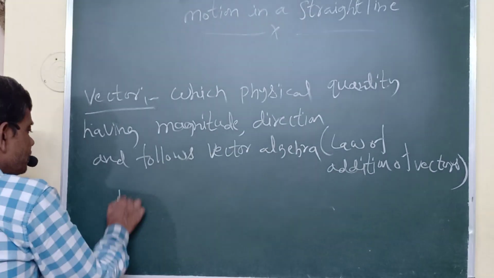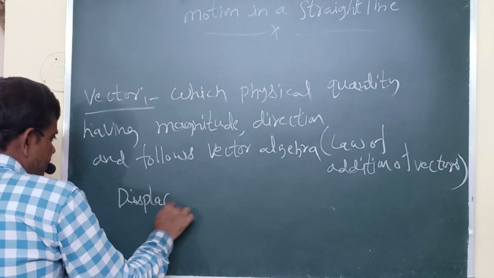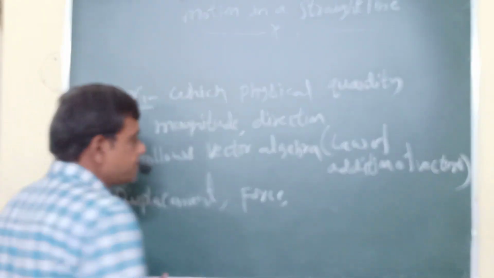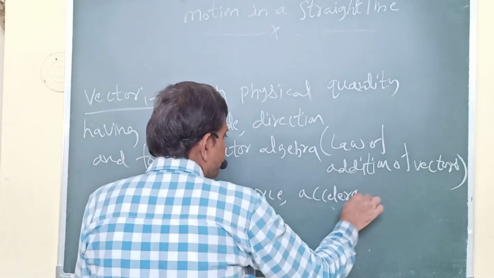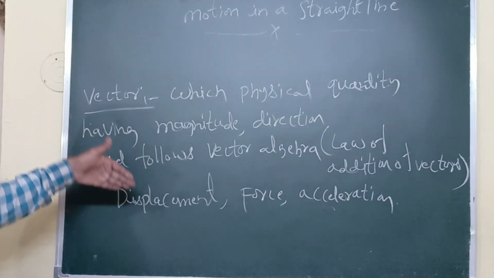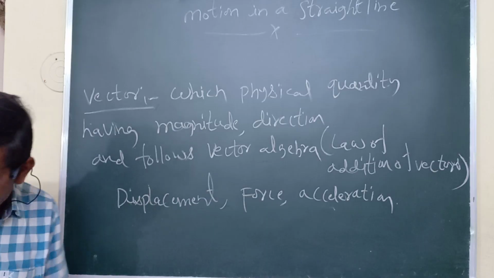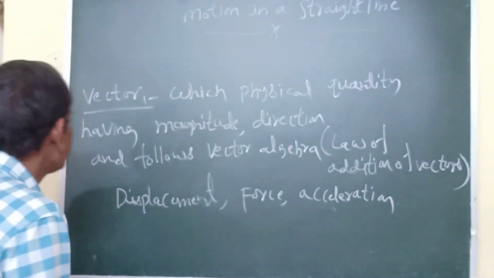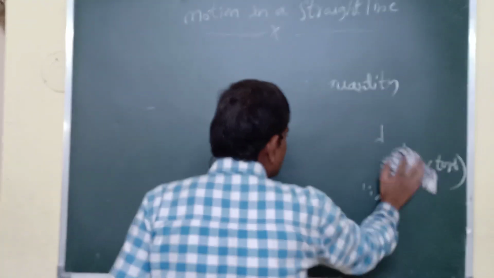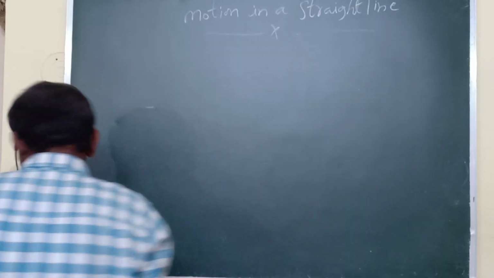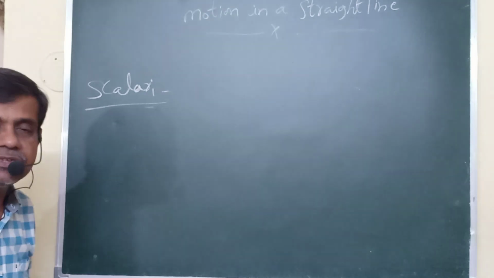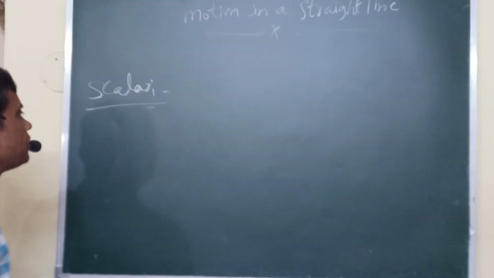What are the examples? Now only I had told displacement, force, acceleration. Like this we have a number of physical quantities that are vectors. They have magnitude, direction and follow vector algebra. That is called vector. Now what is scalar? It has only magnitude, no direction, and follows simple algebra.